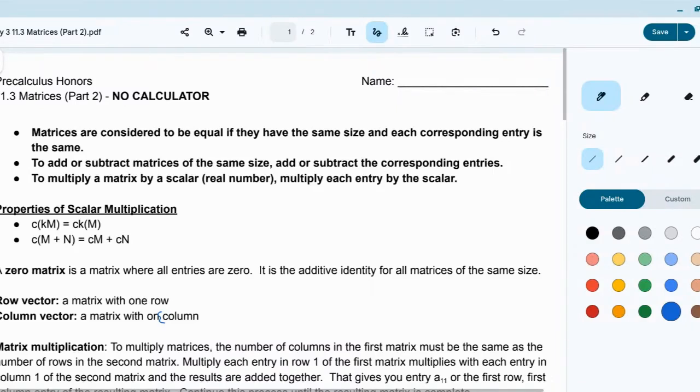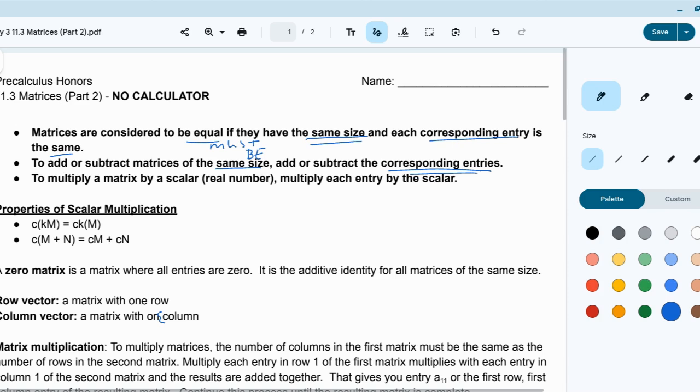All right, today we're going to be looking at the second part of 11.3, digging a little deeper into matrices. We can see right here off the beginning, matrices are considered to be equal if they have the same size, that's important, and each corresponding entry is the same. In order to add or subtract matrices of the same size, and that's the big thing, they must be the same size in order to add or subtract them. We're just going to add or subtract the corresponding entries.